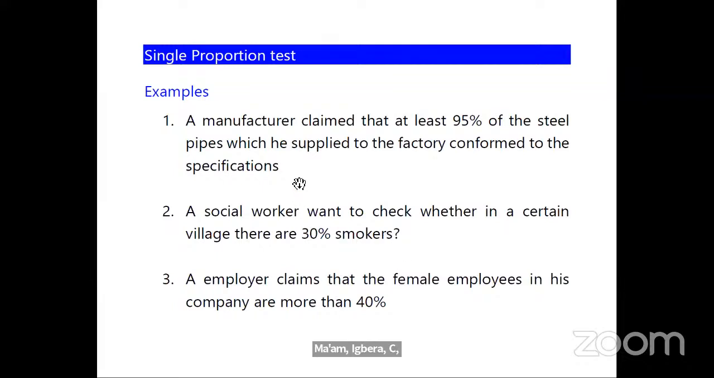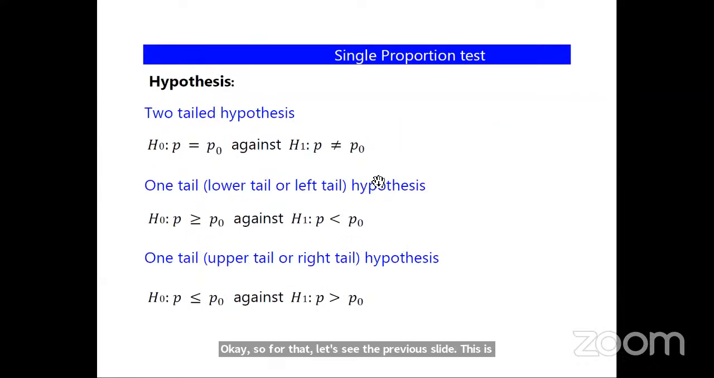Okay, so for that, let's see the previous slide. This is the simple hypothesis that we have to check: P is equal to P0 against P not equal to P0. In this case, what is P? I will repeat it again. P is the proportion, right? Proportion of whatever you want.